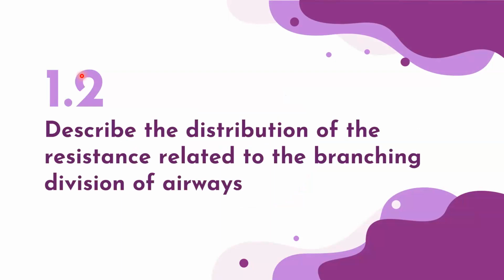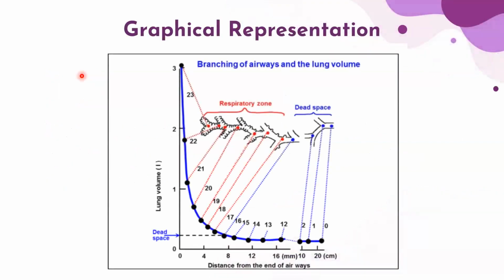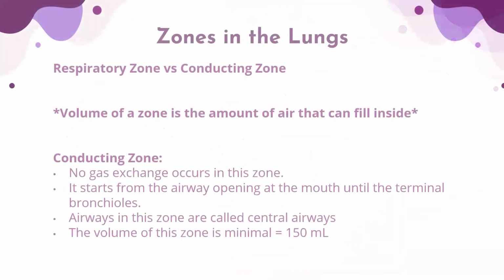So our second objective in the airway resistance lecture is to describe the distribution of resistance related to the branching division of airways. So we'll come back to this graph. Keep it in mind when we talk about these zones, okay? So zones in the lungs. You have two zones, the respiratory zone and the conducting zone, okay?